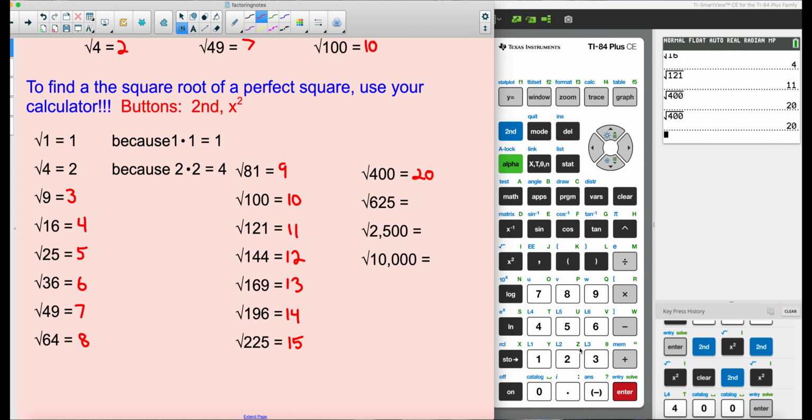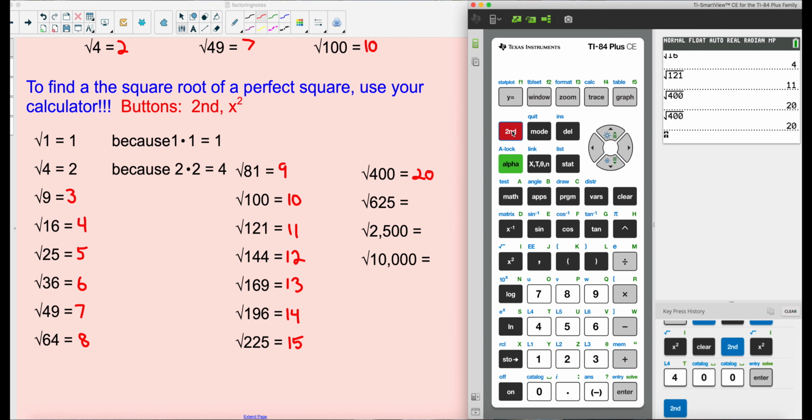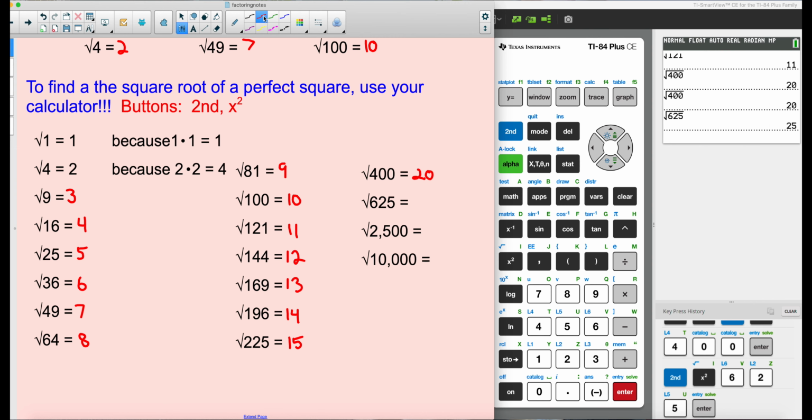Square root of 625, no problem. By the way, these are not in numerical order. So you go second function, x squared. Again, your radicand comes up, you're ready. 625, you hit enter. So the square root of 625 is 25.